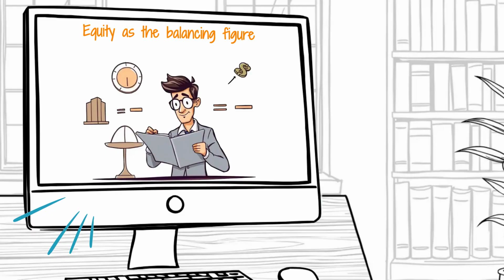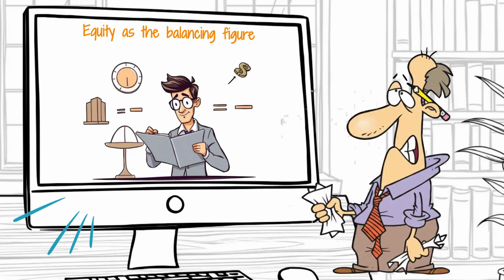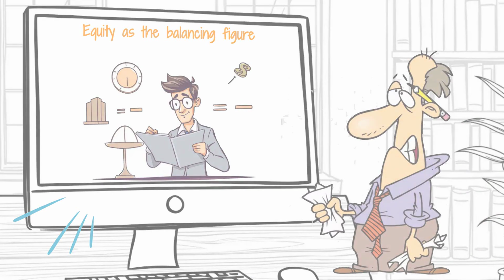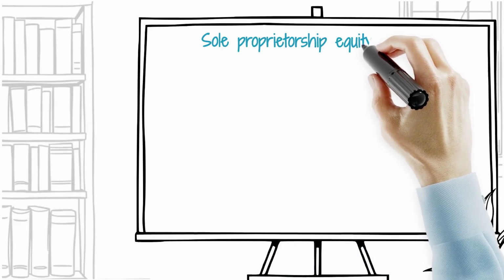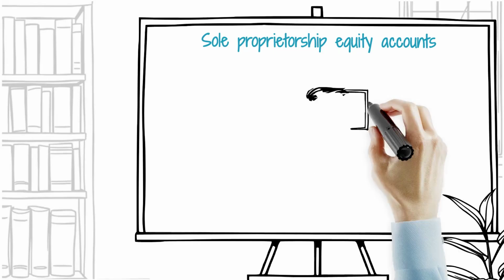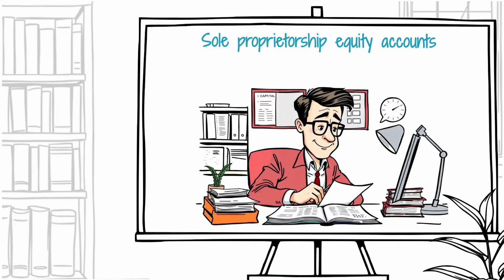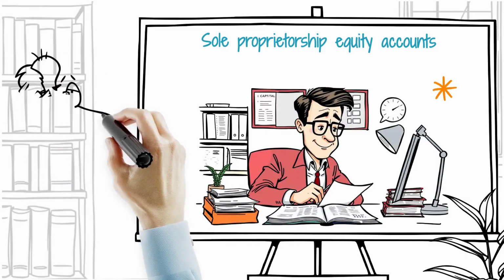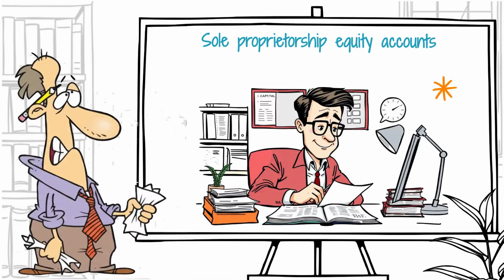For a sole proprietorship, owner's equity is usually called owner's capital or owner's equity. It includes the owner's original investment plus any additional contributions, and it increases when the business earns profit. It decreases when the owner takes drawings, which are withdrawals for personal use. Because there is only one owner, the equity section is simple and usually has one capital account and one drawing account.